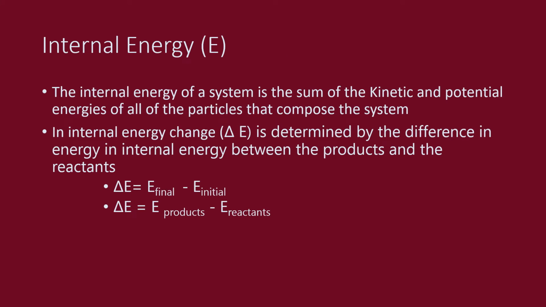Okay, so internal energy, E. The internal energy of a system is the sum of the kinetic and the potential energy of all the particles that compose the system. The internal energy change, delta E, is determined by the difference in the internal energy between the products and the reactants. So here you see your formulas.